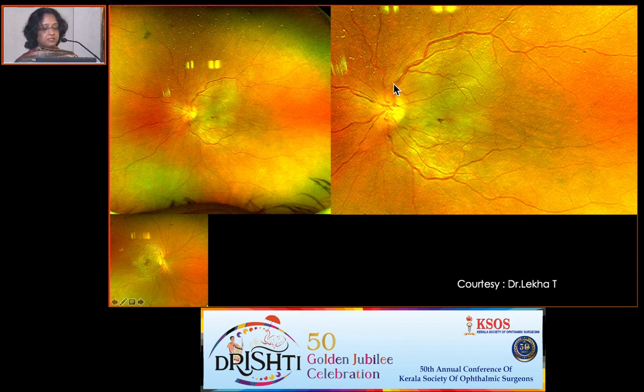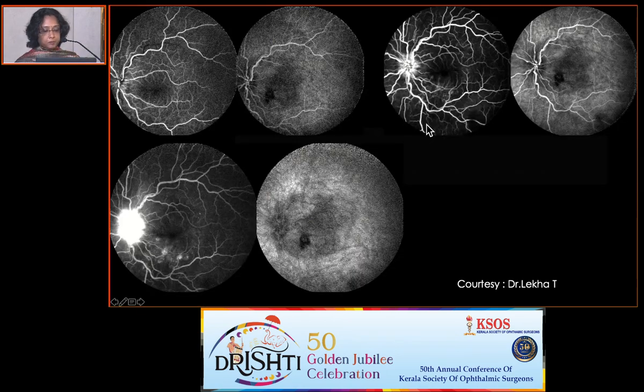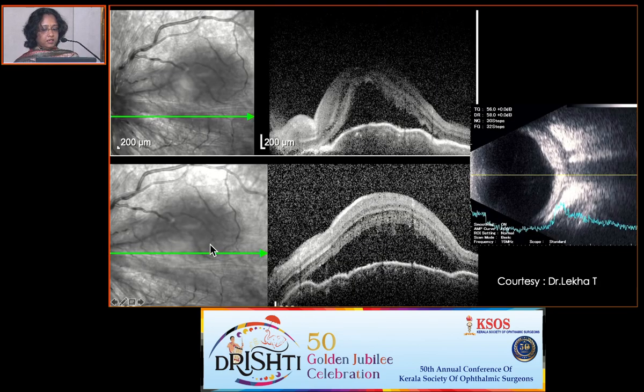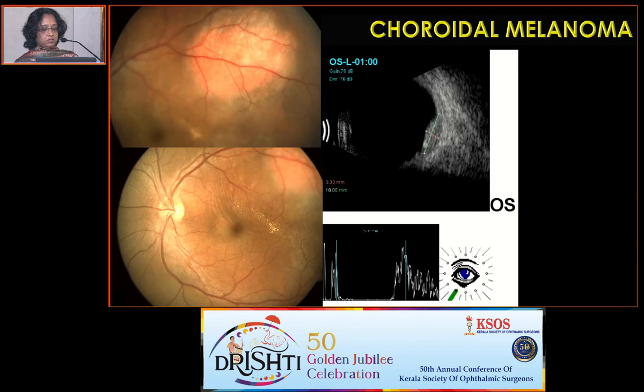So here you can nicely see the choroidal folds and the disc edema in this case. And the FFA shows that early it started with mild hyperfluorescence at the disc and mild pinpoint leakage, and here you can see the hot disc. So OCT, again the B scan and the OCT features are what I have already described.